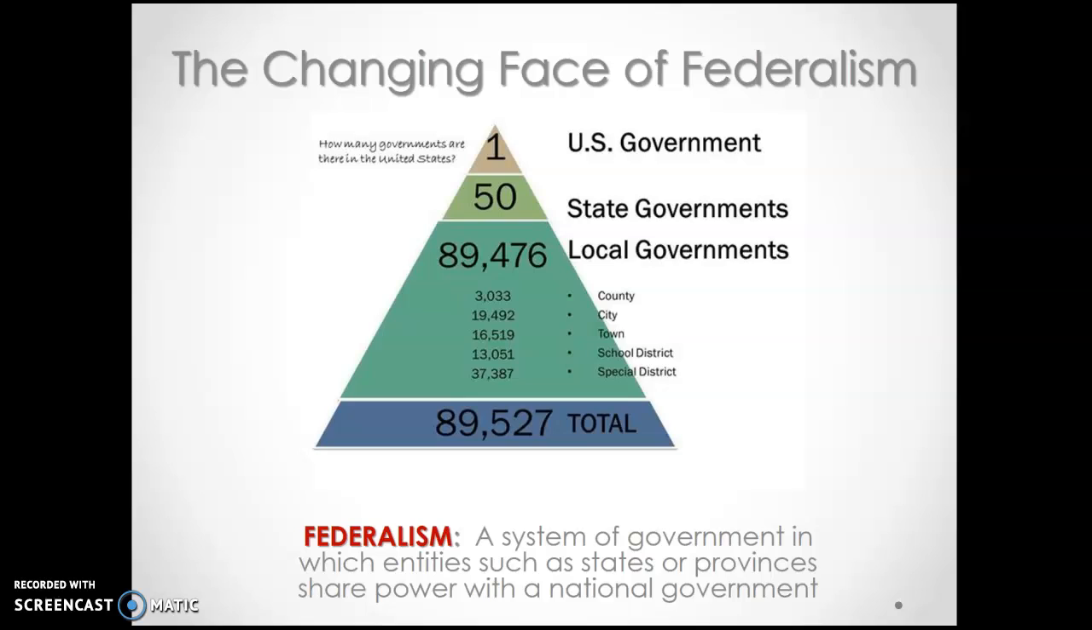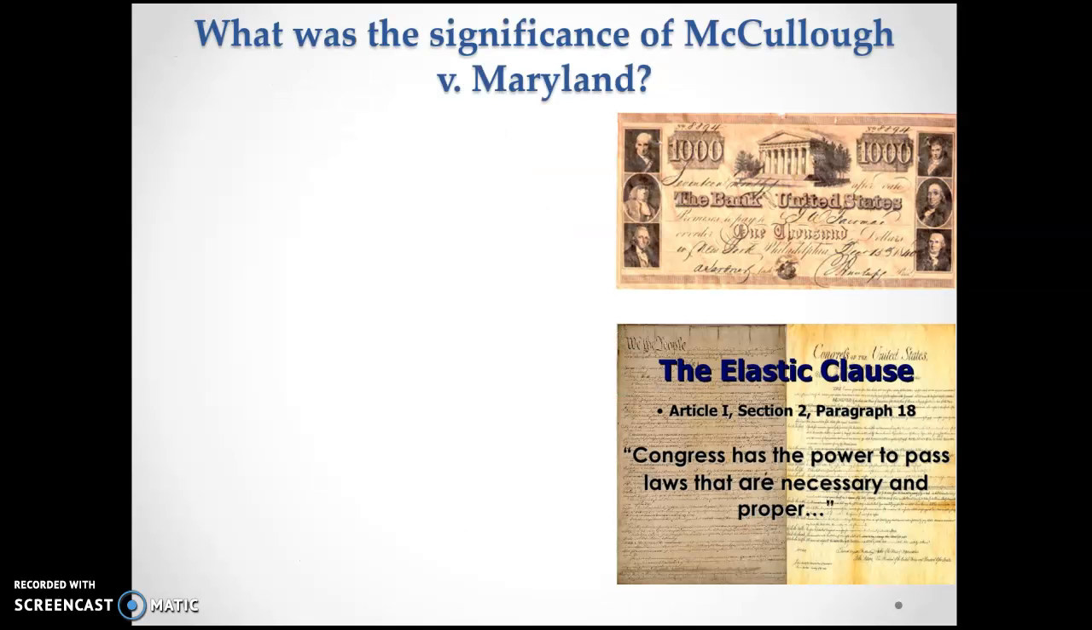Obviously this graphic really symbolizes our federalism model of government pretty well, which is multiple levels of government. Obviously, one U.S. federal government, 50 state governments. But then you start looking at all the different local, county, city, town, school districts, etc. And federalism is the overlap and interplay of all of these, right?